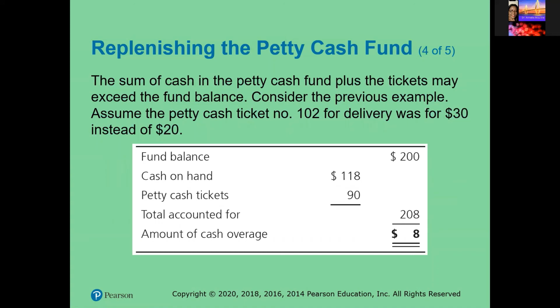The sum of cash in the petty cash fund plus tickets may exceed the fund balance. Consider the previous example. Assume that petty cash ticket number 102 for delivery was for $30 instead of $20. You have a fund balance of $200, cash on hand $118, petty cash tickets $90. Total accounted for is $208, but it should be $200, right? So there's an overage of $8.